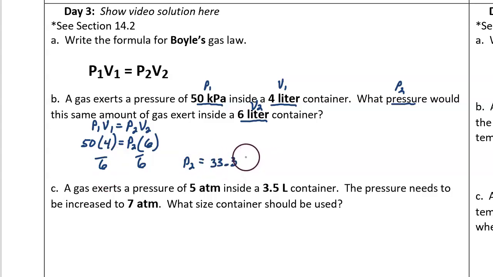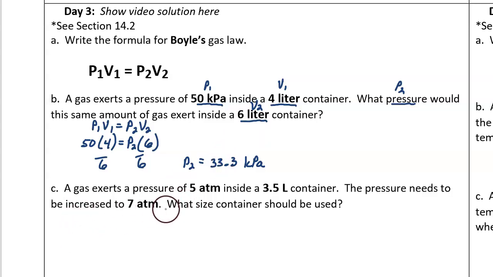This is a pressure, so it will be in kilopascals. The original pressure was 50 kilopascals in a container that had 4 liters of space. The container got larger, so the pressure will decrease.